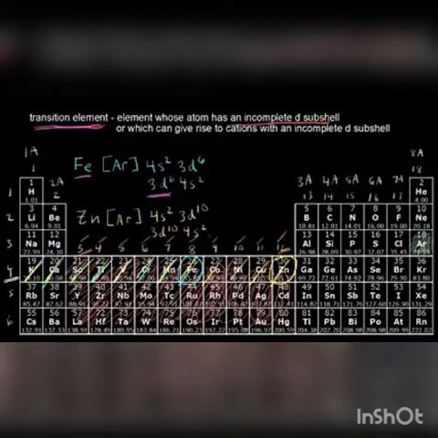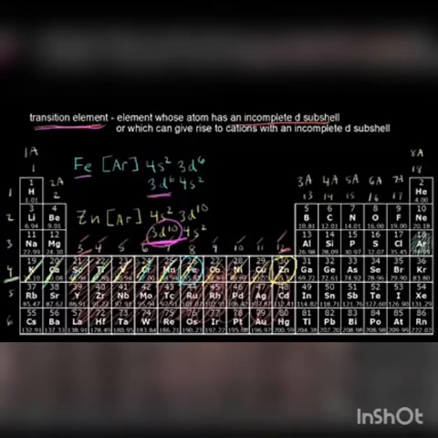So let's think about the definition for a transition metal, an element whose atom has an incomplete d subshell. Well, if I look at the d orbitals for zinc, they are completely full. I have 10 electrons in my d orbitals, and so this is a complete d subshell, so this does not meet the definition for a transition element.